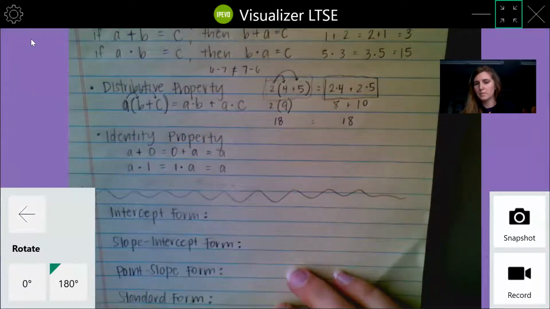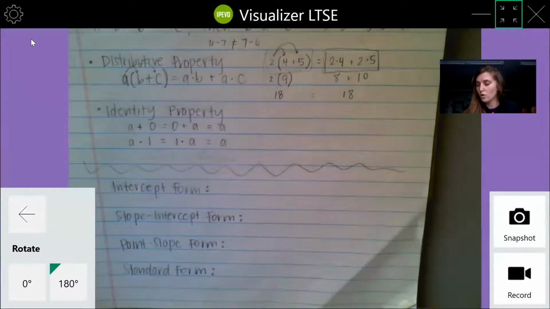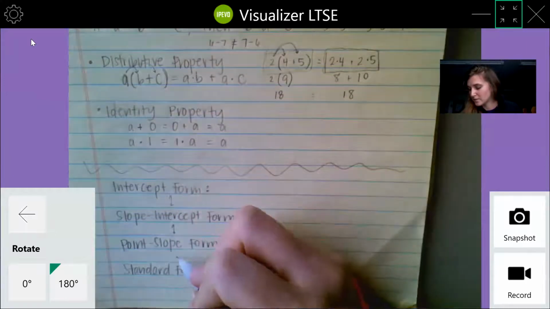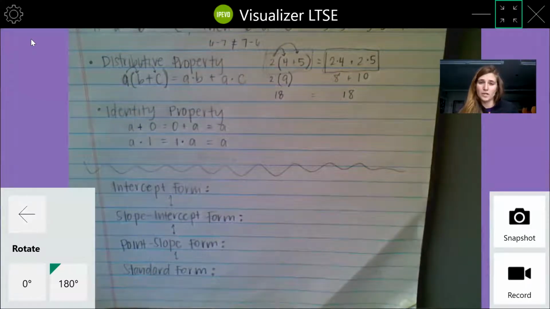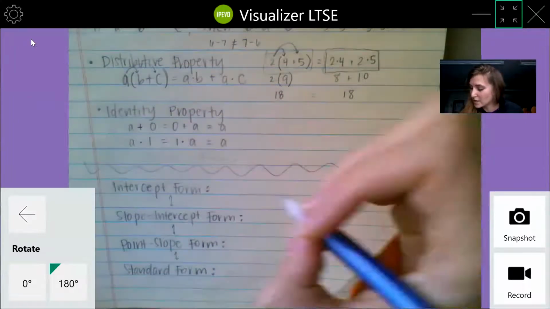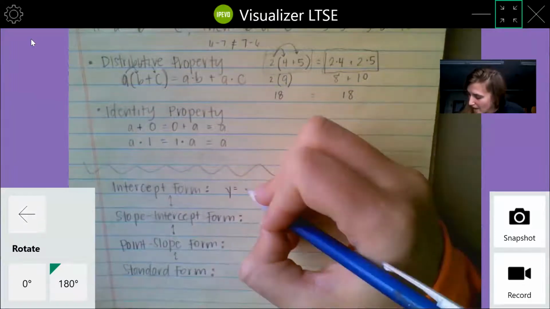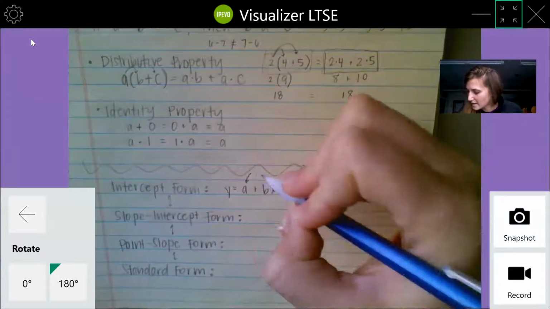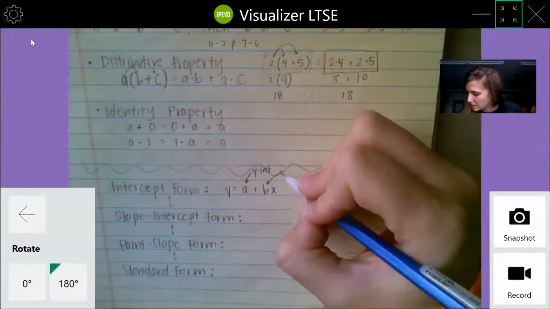Right? So we're going to be using these different properties to convert between all of our different linear equations. So we have 4 different forms of writing a linear equation. The first one we learned was intercept form. That is y equals a plus bx, where a is the y-intercept and b is our slope.